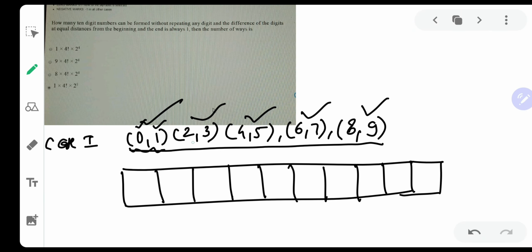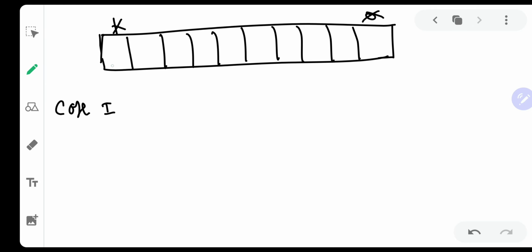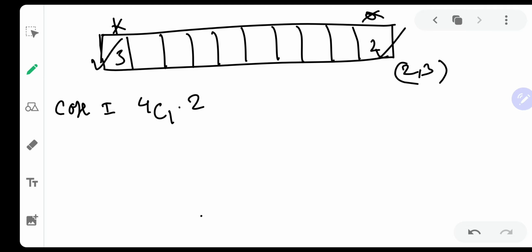Apart from 1 and 0, there are 4 pairs. So at these positions there can be 4 pairs, and 4C1 is the possibility. Out of those 4 pairs I will select one pair, but they can be arranged, because if I take out 2 and 3, then I can put 2 here and 3 here, or else I can put 3 here and 2 here, right? So that can be arranged in 2 factorial ways, and 2 factorial is nothing but 2.